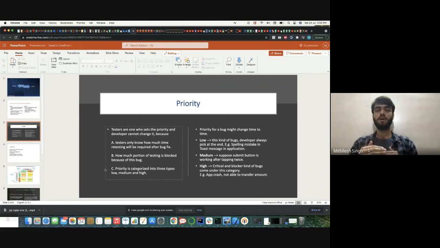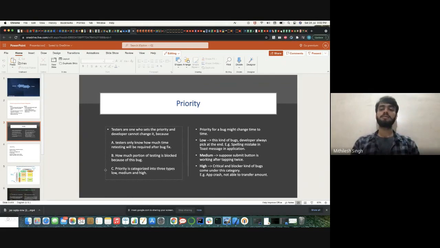We always provide the priority category, like this is a high priority bug, this is a low priority bug, and something is a medium priority. What exactly is the meaning of a low priority bug? Developers always pick this kind of bug at the end. All spelling mistakes and alignment issues we always put into this category.